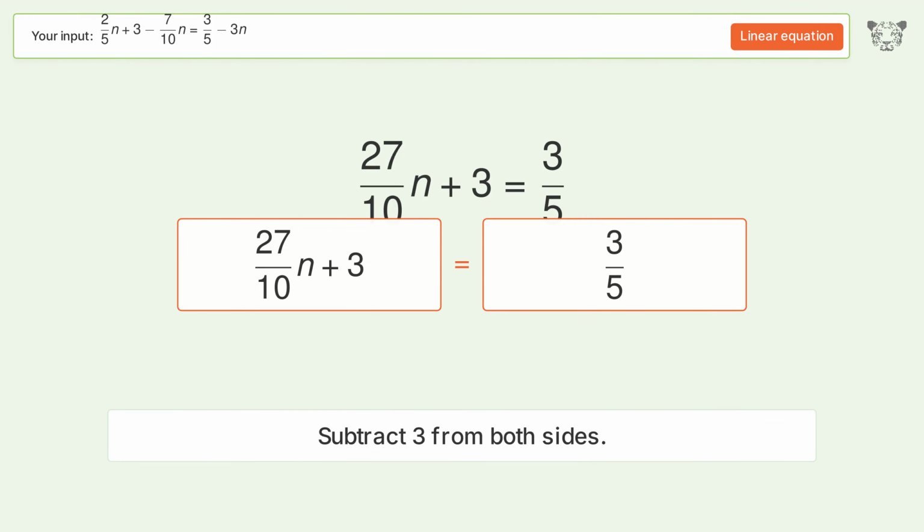Subtract 3 from both sides so the variable term stands alone. That gives 27/10 times n equals negative 12/5.